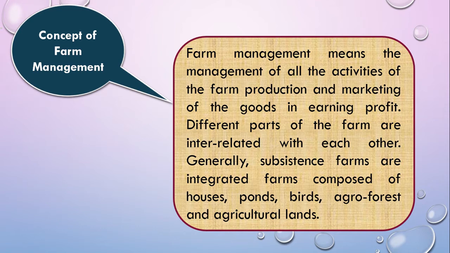Here you can say farm management means the management of all activities of the farm, production and marketing of the goods, in earning profit. Different parts of the farm are interrelated with each other. Generally, subsistence farms are integrated farms composed of houses, ponds, birds, agroforest, and agriculture farm. Instead of subsistence farms, in mixed, commercial, or state farms, the main objective is to earn profit. So we have to manage the farm first if we want the expected production or profit.